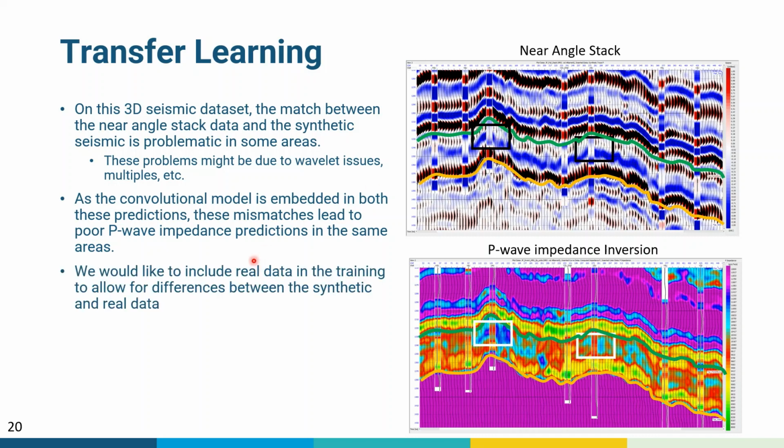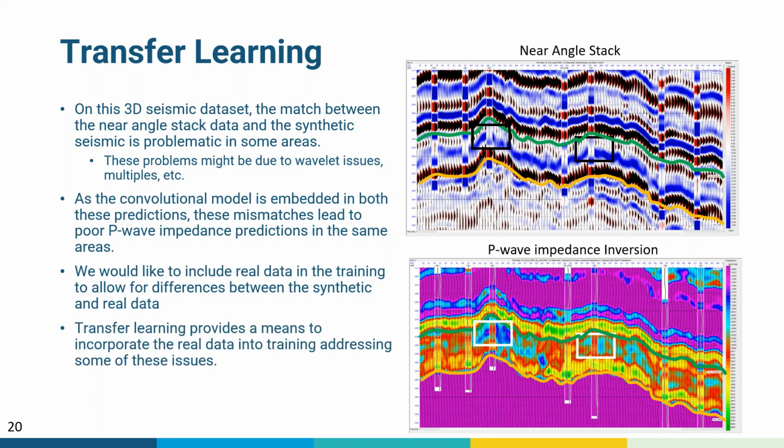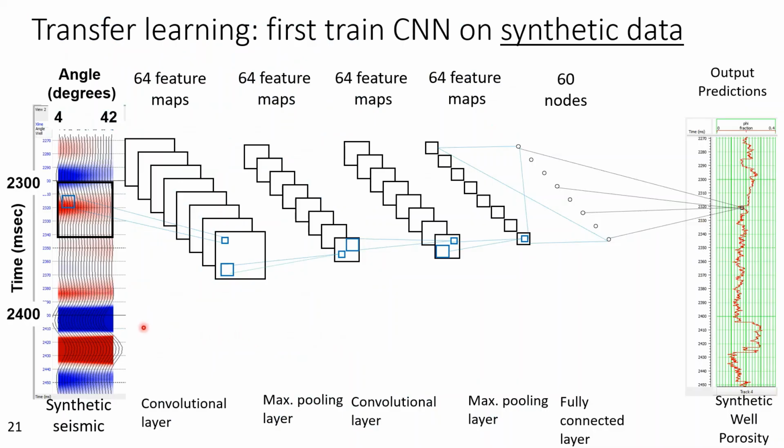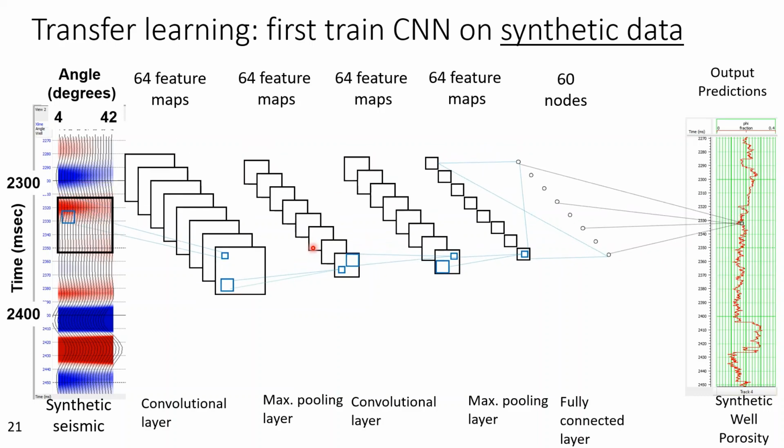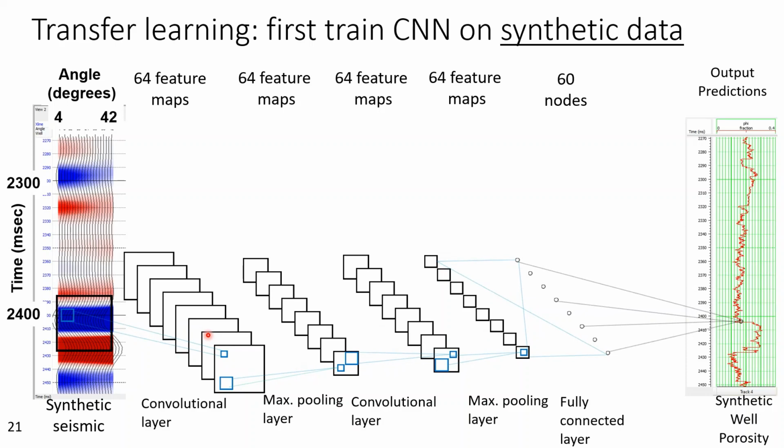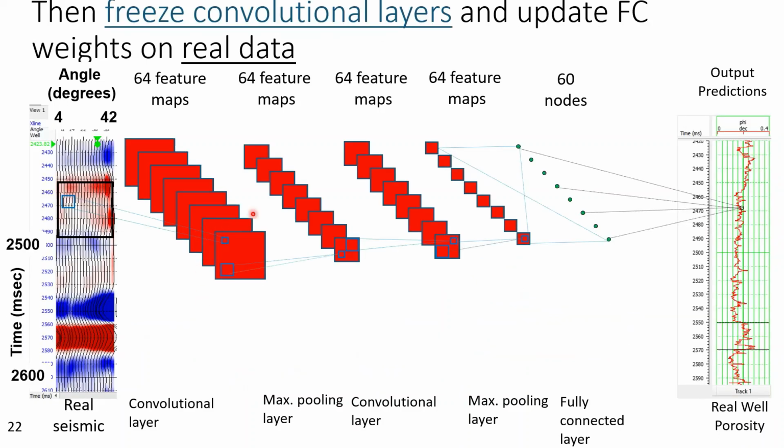So what we'd like to do is to incorporate the real data into the training to allow for differences between the synthetic and the real data. And the way we do that is via transfer learning. We're first going to train the network as we did before. So we train it, and then we're going to hold the convolutional layers constant, or the weights associated with that.